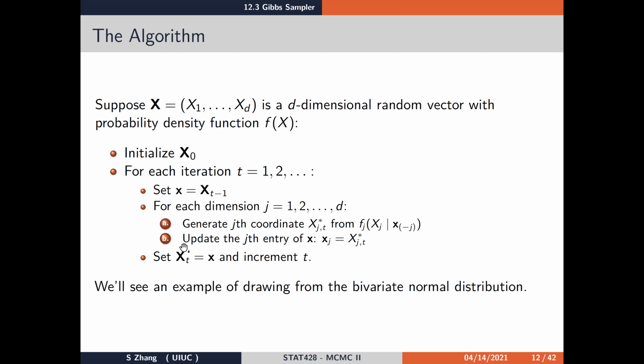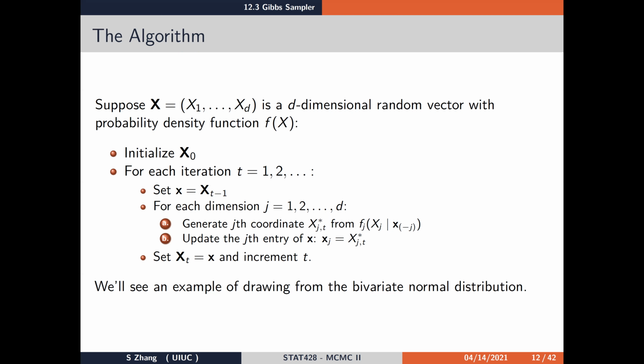Following this, we will update the jth entry of x, which is denoted xj, to the value that we just generated, x star jt. At the end, after we iterate through each of the dimensions, generating each dimension's x by conditioning on the current values of all of the other dimensions, we will set the tth draw of x to be equal to this updated small x.